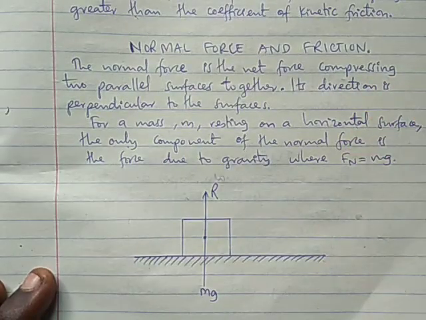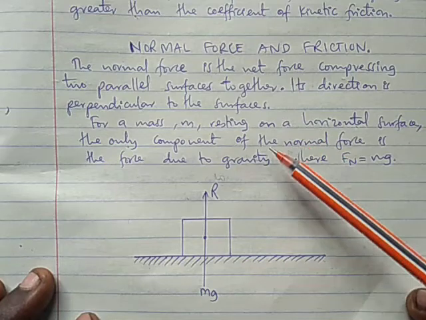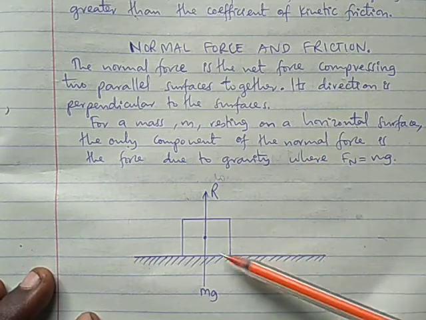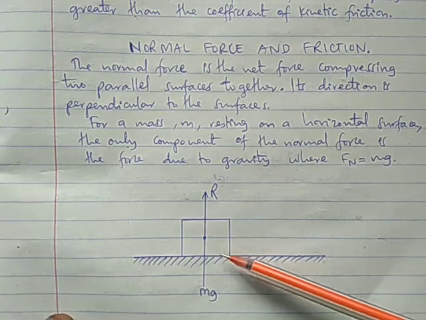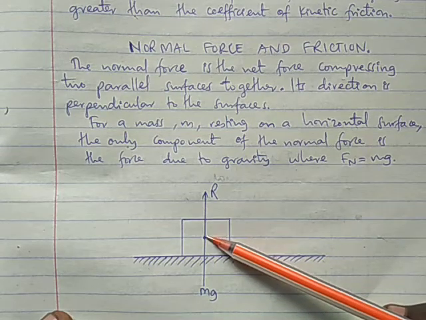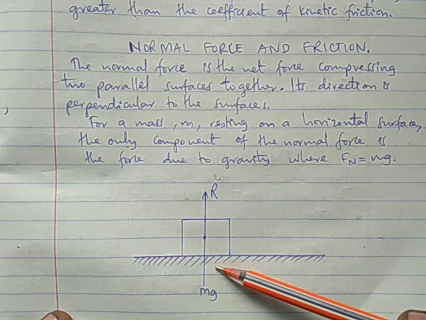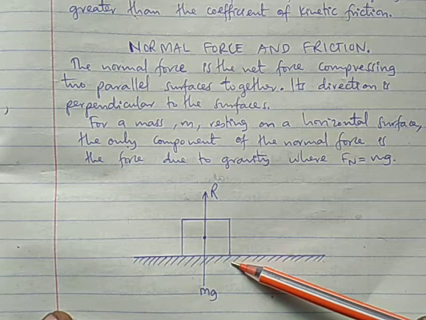So we are saying direction is perpendicular to the surface. Direction of the normal force is perpendicular to the surface. For example, in our diagram, as you can see, the surface is horizontal, direction of normal reaction is perpendicular, makes an angle of 90 with the surface.